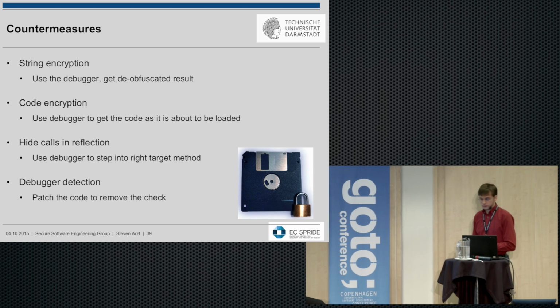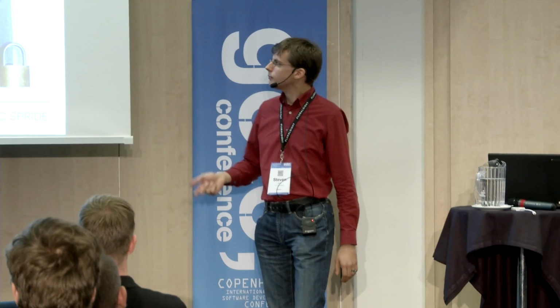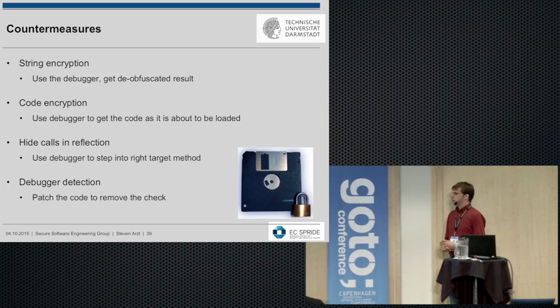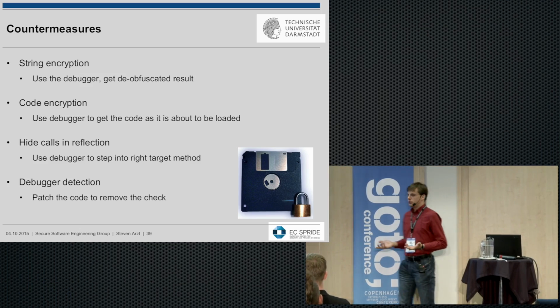Hide calls and reflection. Well, I might not be seeing from the code where this call is going because it's a reflective call with a weird string. But I can use the step into feature and arrive in the right method. Or debugger detection. Just like the emulator detection in the malware, we patch it out.